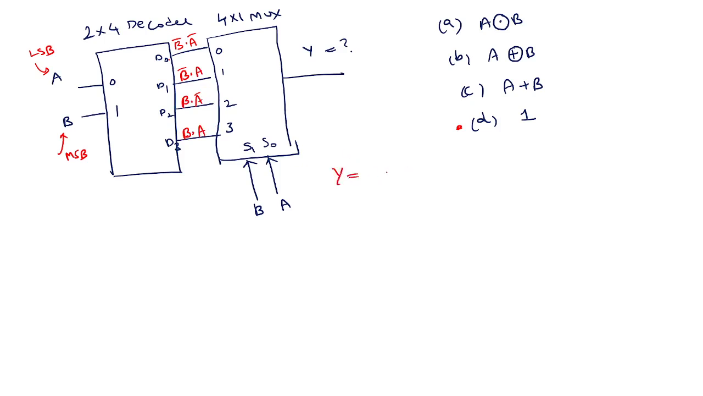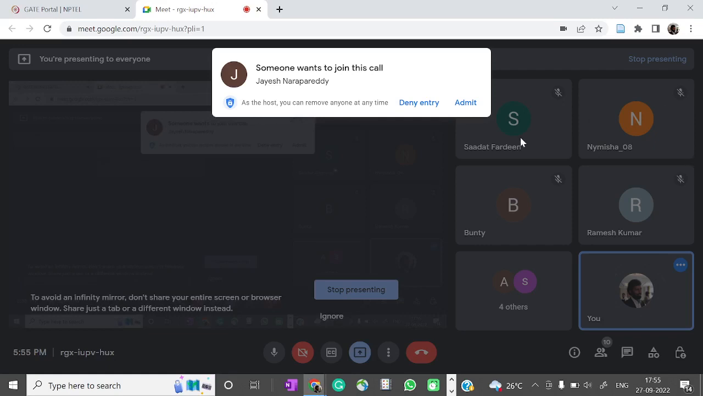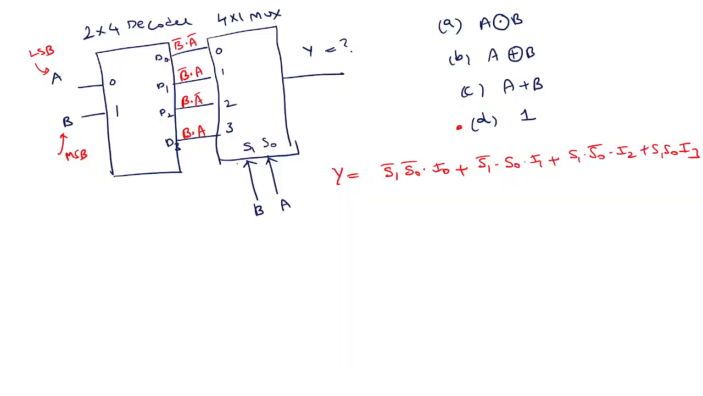And we know the output equation of a mux, right? S1 complement S0 complement I0, S1 complement S0 I1, S1 S0 complement I2, S1 S0 I3. So we know already S1 is P, S0 is A. So I take this B complement A. Then what is I0? B complement A complement plus B complement. S0 is A. I1 is B complement A plus S1 is what? B A complement. What is I2? B A complement plus S1 is B, S0 is A. What is I3? B A.